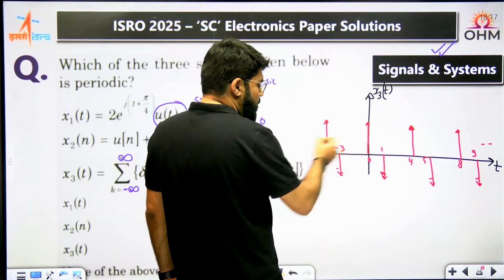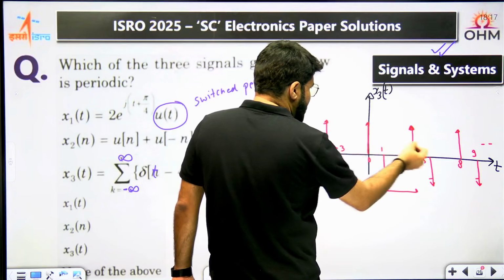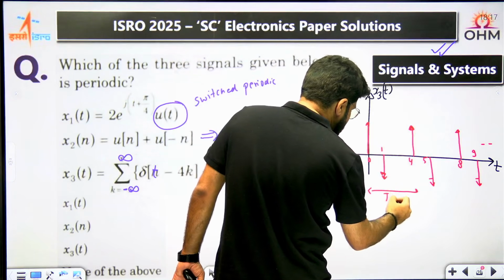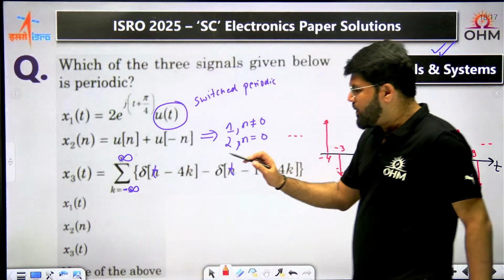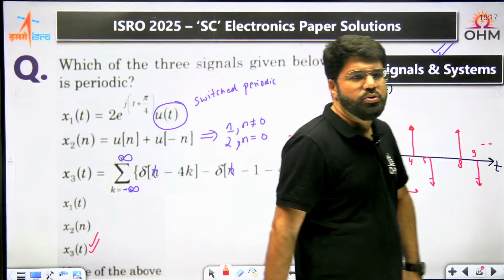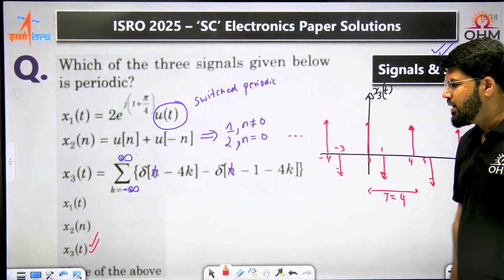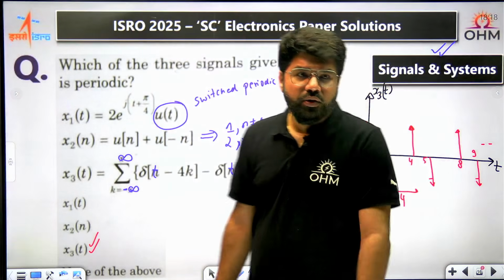So see, periodicity is there. How much is the period? Starting from origin, the next positive impulse is at a time of 4. So the fundamental period is T equal to 4. This one is periodic. Option number C. x3(t) is periodic. Option number C can be chosen as the correct answer. Then let's move ahead.